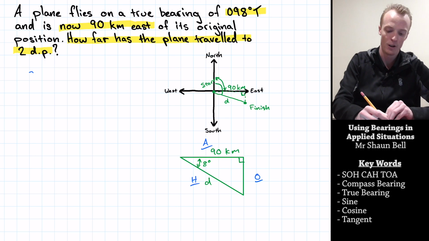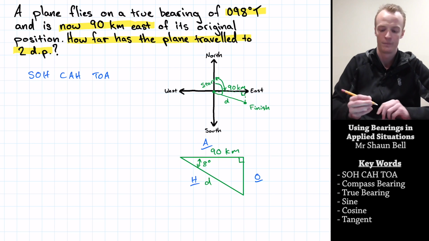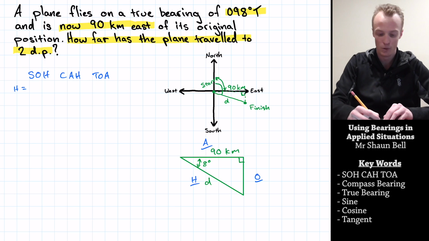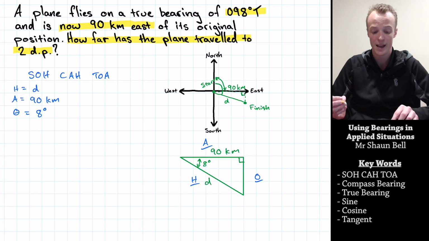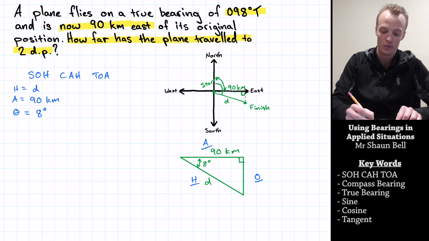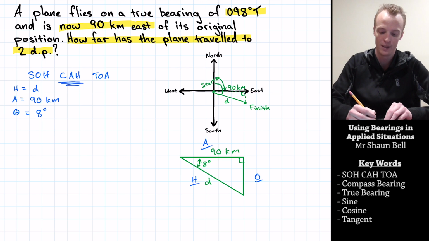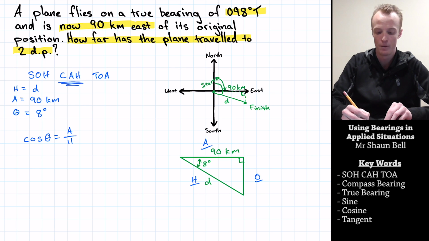Now to work out what trig ratio we need, we quickly write down our SOH CAH TOA. We record the information that we have. So H equals our unknown of D, A equals our 90 kilometers, and our theta equals 8 degrees. So we're looking for the ratio that has the adjacent and the hypotenuse, which in this case is going to be our CAH ratio, or cos ratio. So let's record what the cos ratio is, which is cos theta equals adjacent over hypotenuse.